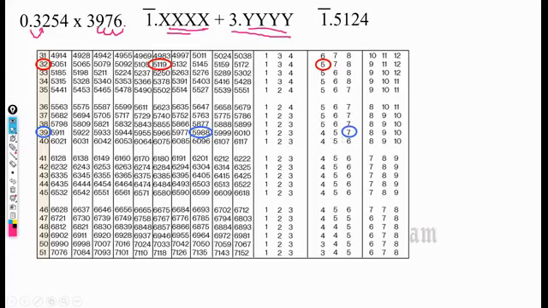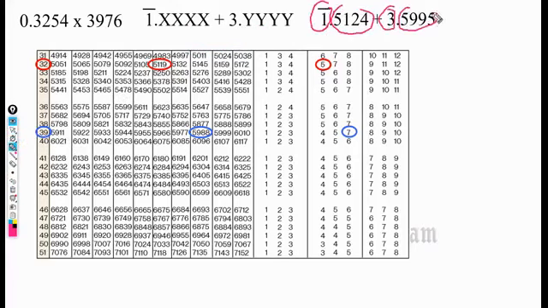So this is 3.5995. I have to add these numbers. Remember what this means is, this is 10 raised to this number and 10 raised to this number. Now the base is same, so I can add this number, but the addition is not that straightforward.